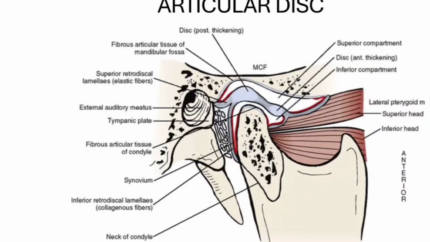Hello everyone. So today we are going to see about part 2 of the temporomandibular joint. First we are going to see about the articular disc. So this is the articular disc. This articular disc divides the joint cavity into upper and lower compartments. So it is called a complex joint.